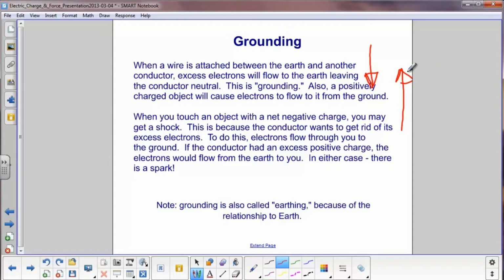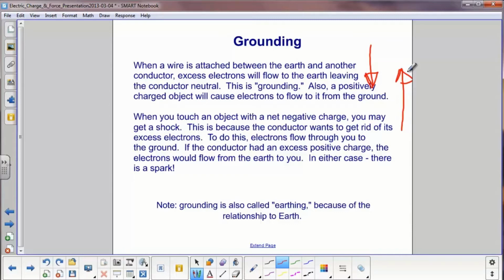So, if you touch an object with a net negative charge, you may get a shock. This is because that conductor wants to get rid of its excess electrons. They will flow through you to the ground. If the conductor had an excess positive charge, the electrons would flow the opposite way, from the Earth through you to the conductor. In either case, there is a spark.